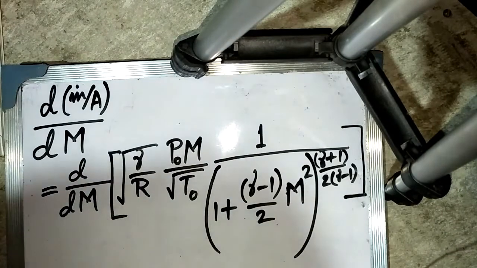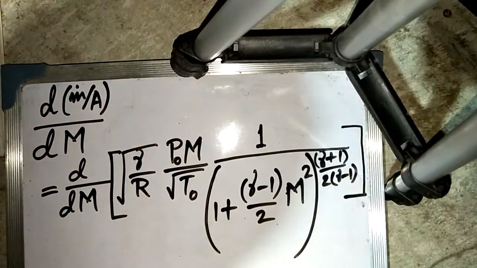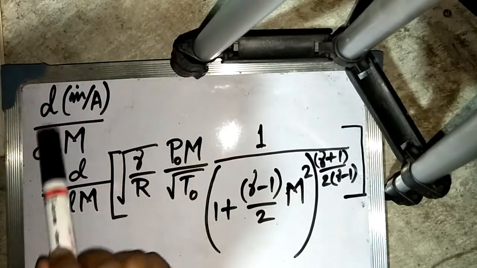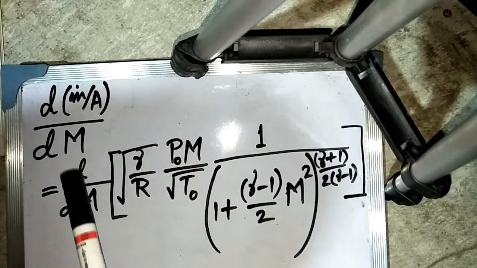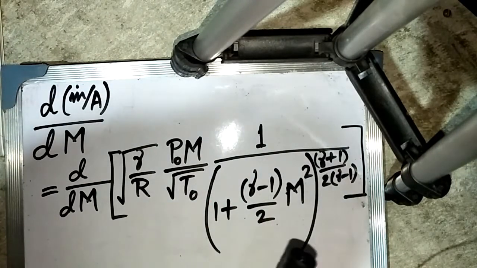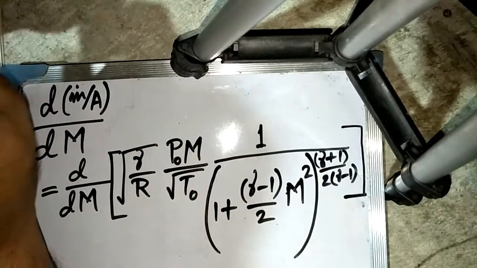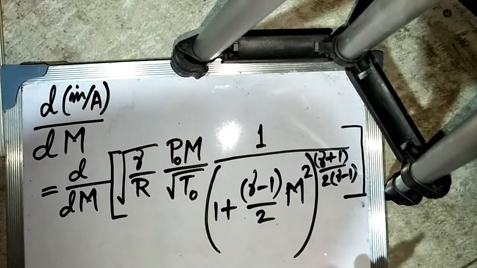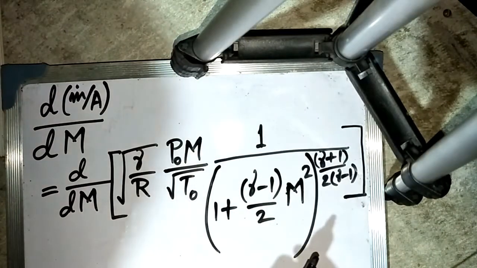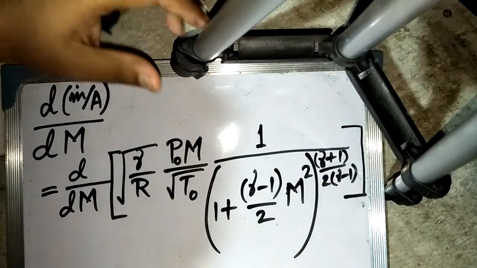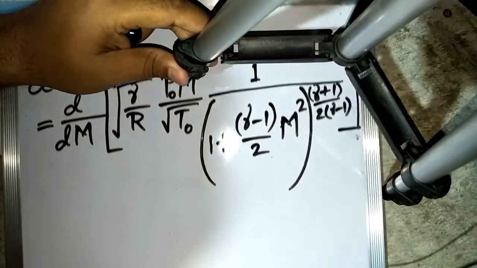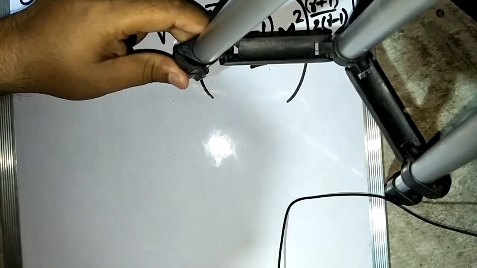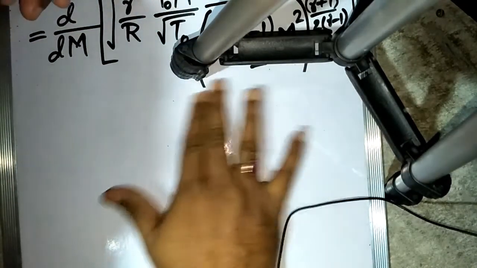This is the condition to find the maximum discharge per area. We have to differentiate this value with respect to M, that is d by dM of this equation, and equate this differentiation to 0, so we get the maximum value. So now by differentiating this equation and equating it to 0, let's see what we get.